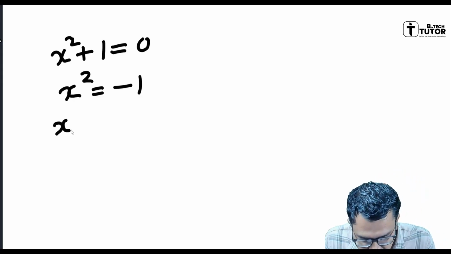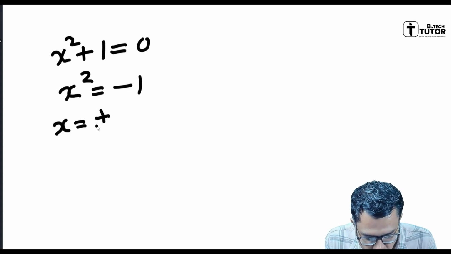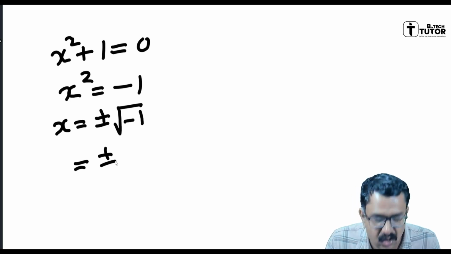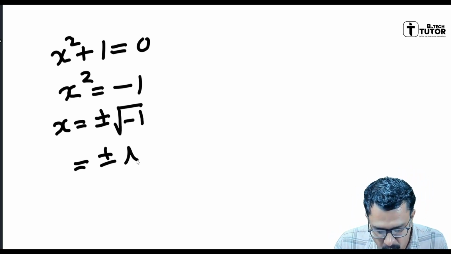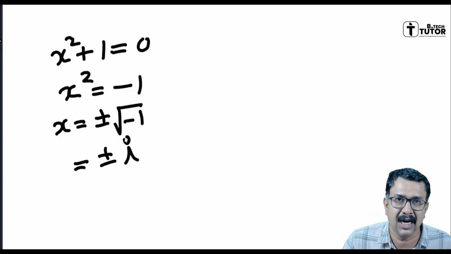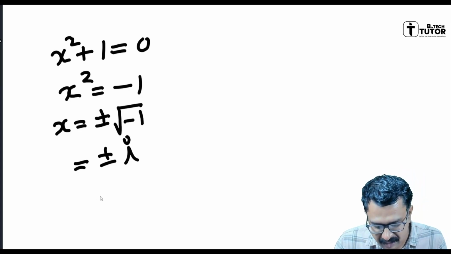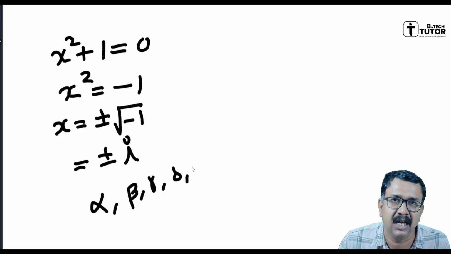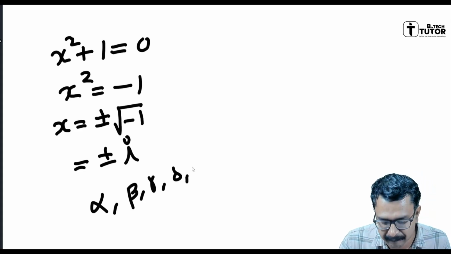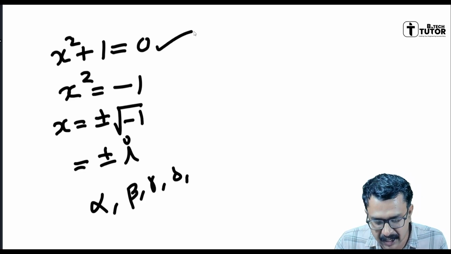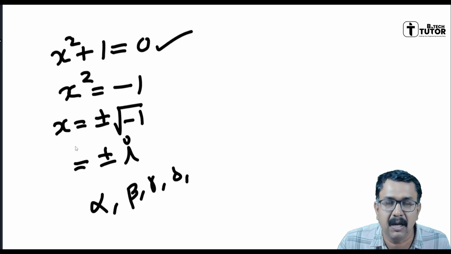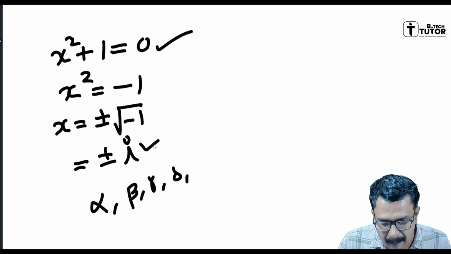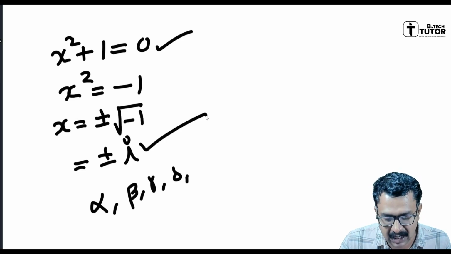That means x = ±√(−1). What is √(−1)? It's a complex number, i. i represents iota. You may remember the Greek letters: alpha, beta, gamma, delta, theta, eta, iota, kappa, lambda, mu, etc. Here in this question, x² + 1 = 0, the solution is a complex number. x = ±i. That is our final answer.